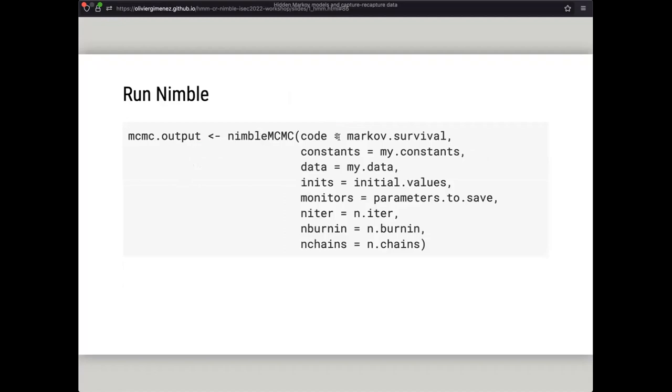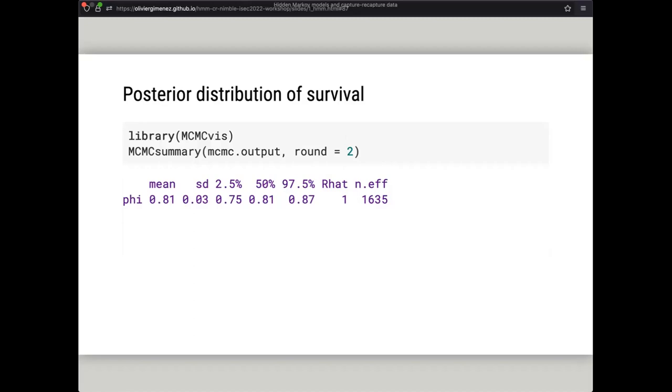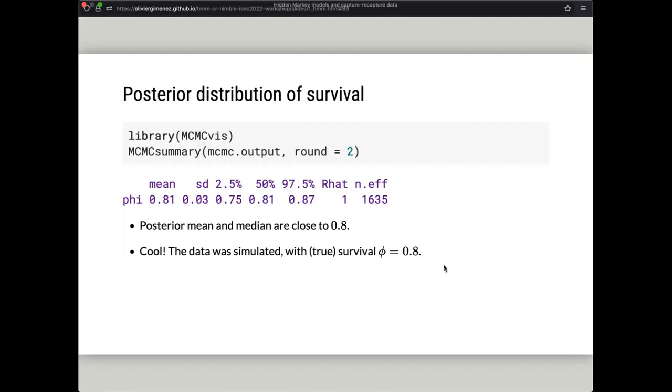Again, we can have a look at the outputs. Here, survival is 0.81. Posterior mean and median are very close. The median here is 50%, here it is 0.81, which is the same thing as the posterior mean, right? And that's cool because the data was simulated. The true survival was actually 0.8. So we get back what we put in to simulate the data. Okay.